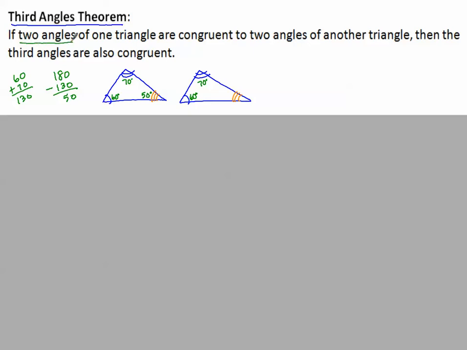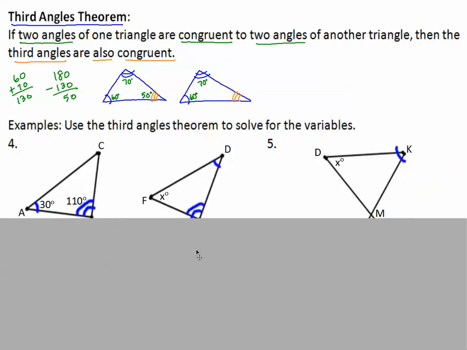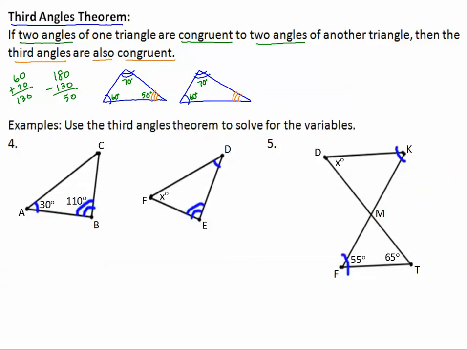If two angles of one triangle are congruent to two angles of another triangle, then the third angles are also congruent to each other. Let's see how that can be useful to us. In this picture, I need to use the third angles theorem to solve for the variables. I see that these two angles are congruent to these two angles. That means the third angles must be congruent to each other. So once I calculate this angle measure, I automatically know this angle measure.